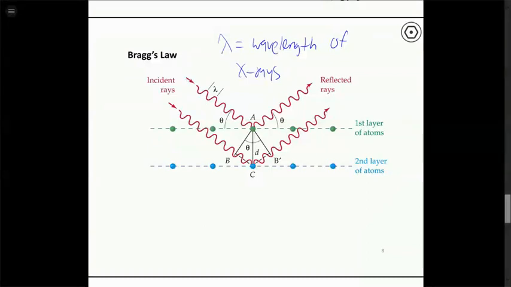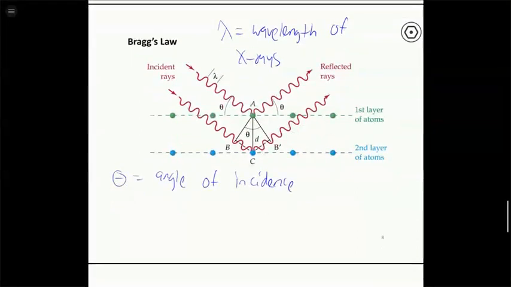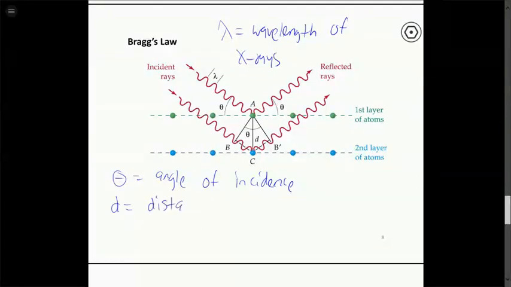And so the angle of incidence is what we abbreviate theta. That's the angle at which the X-ray is striking the crystal. And when we do an X-ray diffraction experiment, we purposely vary that angle over a bunch of different values to get as much information as we can. Then d is going to be the distance between planes of atoms.